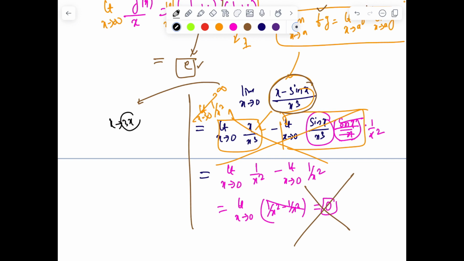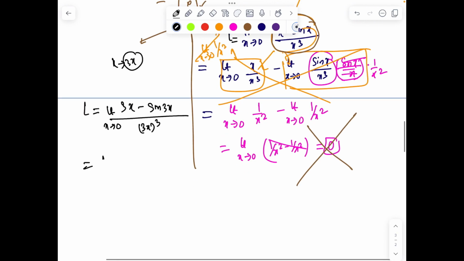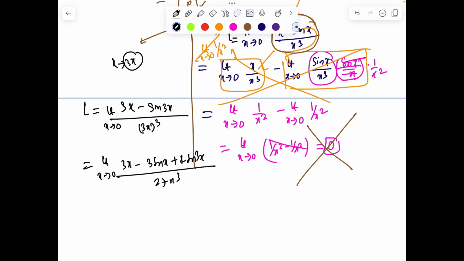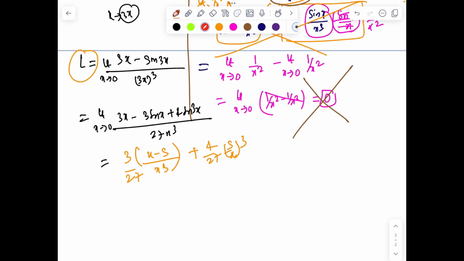You can replace x with 3x. So the given limit L, suppose this is L, is the same as limit x tends to 0 of (3x minus sin 3x) by (3x) whole cube. Then you can write this as limit x tends to 0 of (3x minus 3 sin x plus 4 sin cube x) by 27x cube. Now both parts exist, I am assuming the limit exists, so if I take 3 common, one is (x minus sin x) by x cube over 27 and the other is 4 by 27 into (sin x by x) whole cube. This limit also exists because I have already started with the fact that the limit exists, so I am allowed to separate this.